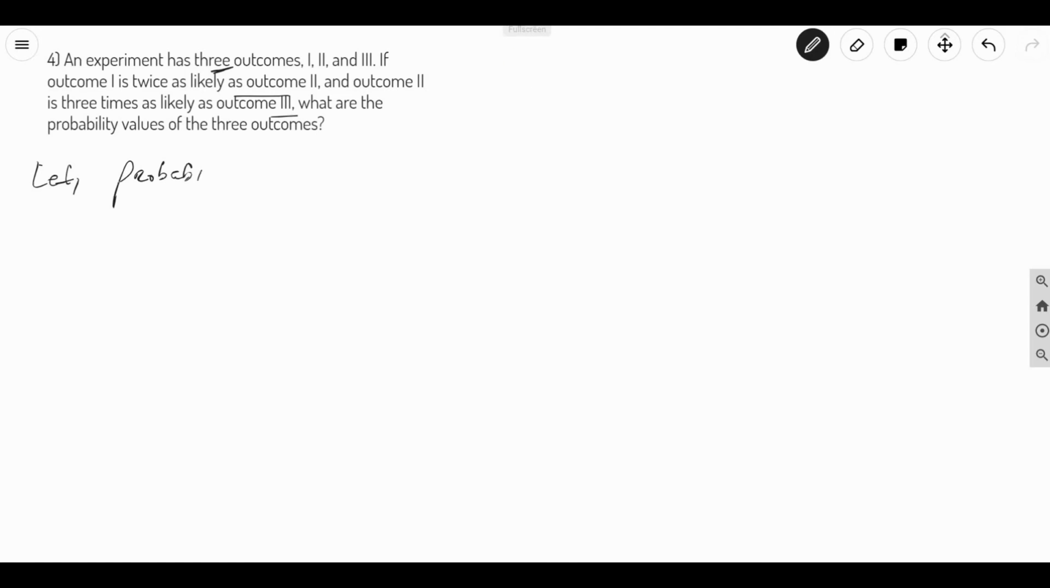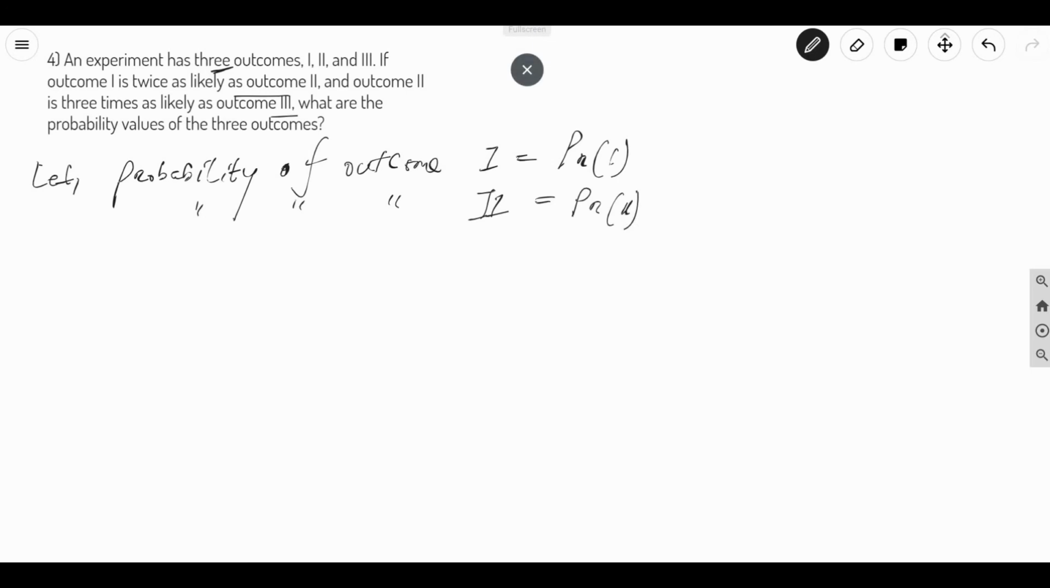the probability of outcome 1 be denoted by probability of 1. In this way, probability of outcome 2 is equal to probability of 2, and for outcome 3, we consider probability of 3. Sorry for that. Fine enough. So let's now follow the given conditions.